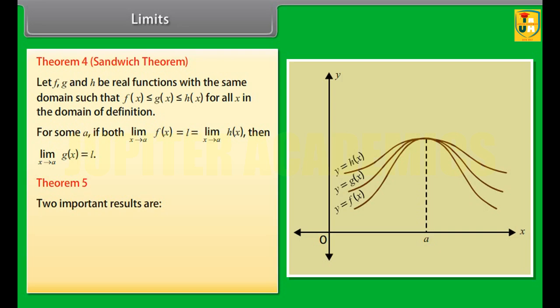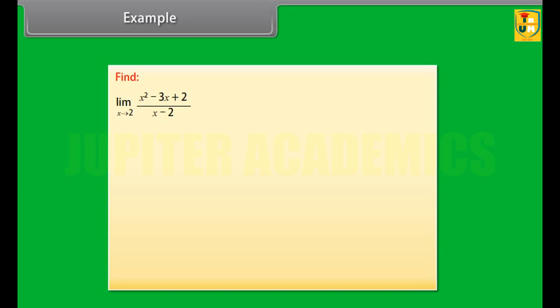Theorem 5. Two important results are limit x tends to 0 of sin x by x is equal to 1. Limit x tends to 0 of (1 − cos x) by x is 0. Example. Find limit x tends to 2 of (x² − 3x + 2) divided by (x − 2).